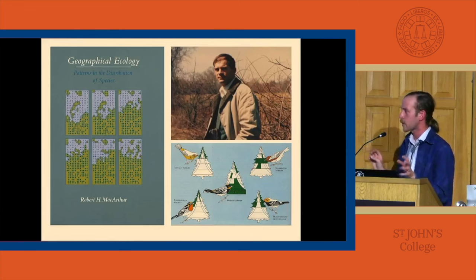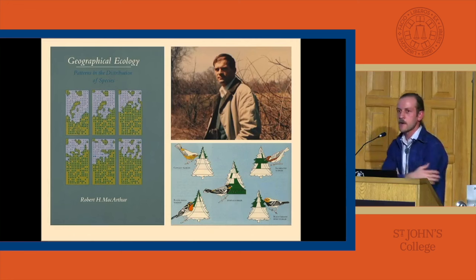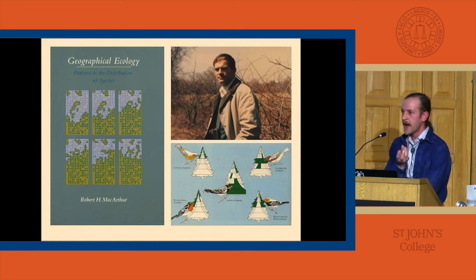Tragically, MacArthur dies at age 42 in 1972, and his final work is this book, Geographical Ecology, which is a monograph that you can still buy. It's part of Princeton's series of monographs on population biology. And he writes it while he's convalescing back in Vermont with no access to any academic materials, entirely from memory. And it's filled with math and examples from his head, and it's really amazing, and it's a hugely influential book.